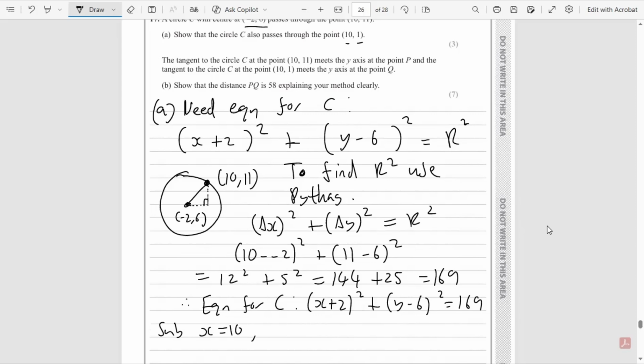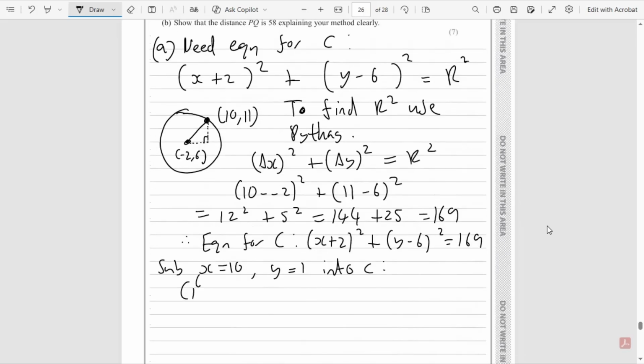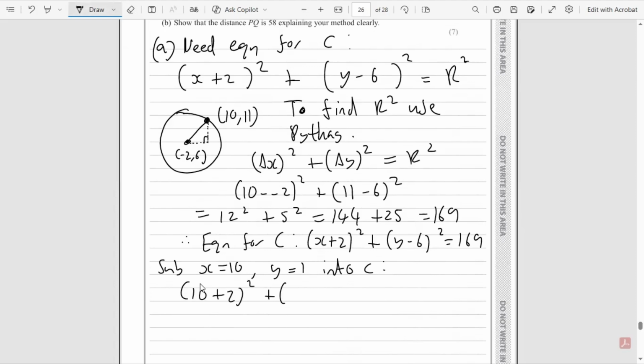Going back to the question, we want to show the point (10, 1) lies on the circle. So we're simply going to sub x equals 10, y equals 1 into the circle. Let's scroll down here. Sorry, I've written that in the wrong place, so let me rub that out. There we go. So we've got 10 plus 2, all squared, and then 1 minus 6, all squared. This will be 12 squared plus -5 squared, which gives us 144 plus 25, which is 169, exactly what we wanted, as required.